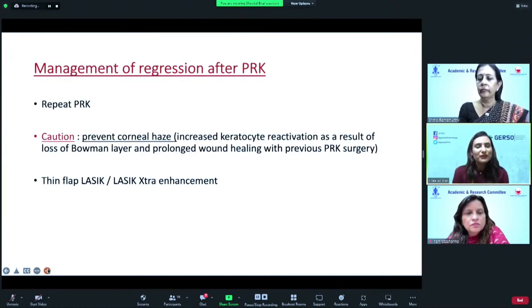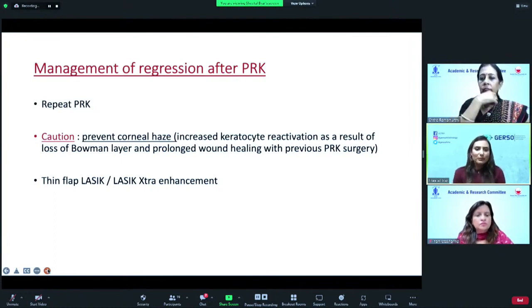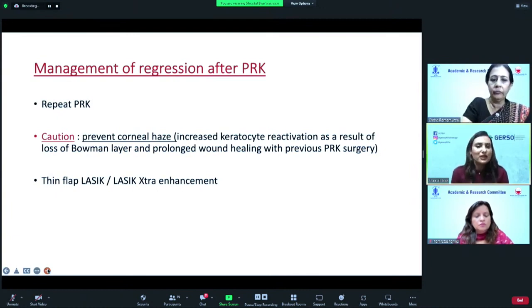Talking about different procedures, PRK versus LASIK versus SMILE, I think treating regression after PRK is probably most difficult because we have fewer options available. Repeat PRK is a possibility. However, we must be very cautious because there may be a much higher risk of having corneal haze postoperatively. So you might want to use mitomycin intraoperatively for a longer period of time, maybe about 1 minute, and also put the patient on a longer course of steroids.